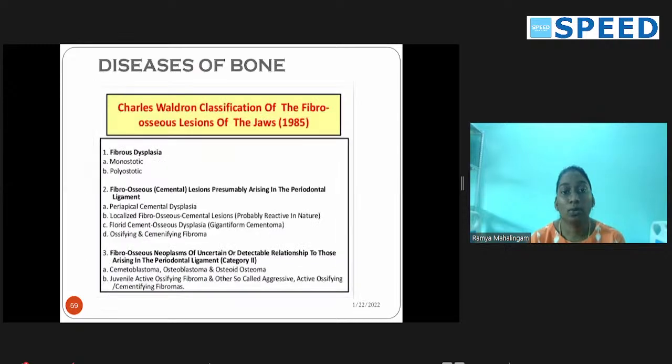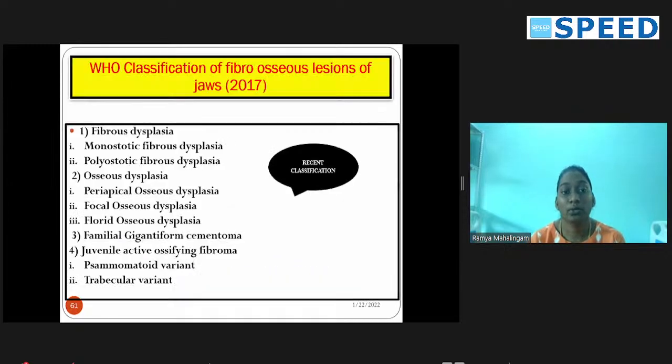In bone, we have to know about the fibroosseous lesion, and I told that the periapical, focal, and florid osseous dysplasia. There has been many questions, so obviously you have to learn about the three. Okay, focal in the anterior region, periapical, and florid is going to be the generalized condition.